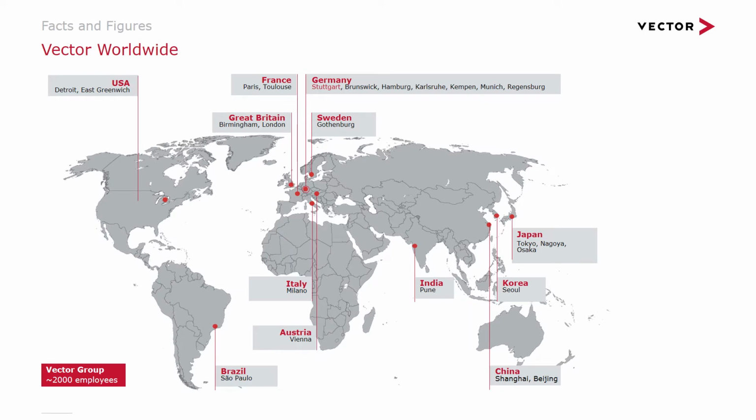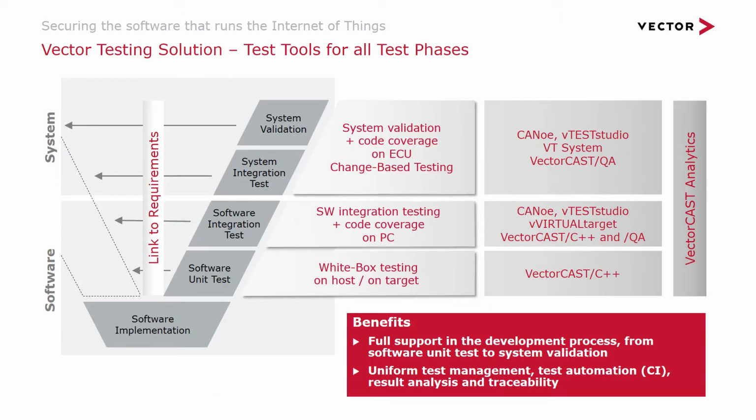Here are some facts about Vector Informatik. Our main office is located in Stuttgart, Germany, and we have subsidiaries worldwide. Vector has around 2,000 employees in 24 locations in 12 countries and more than 7,500 customers worldwide. The Vector Group provides software testing solutions for all phases of testing, from low-level software testing to full system testing. Testing can be done natively on a PC or on target hardware at all levels.